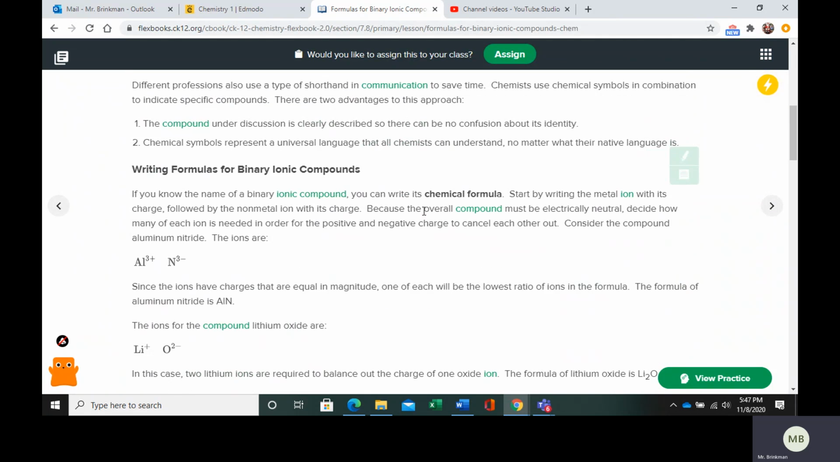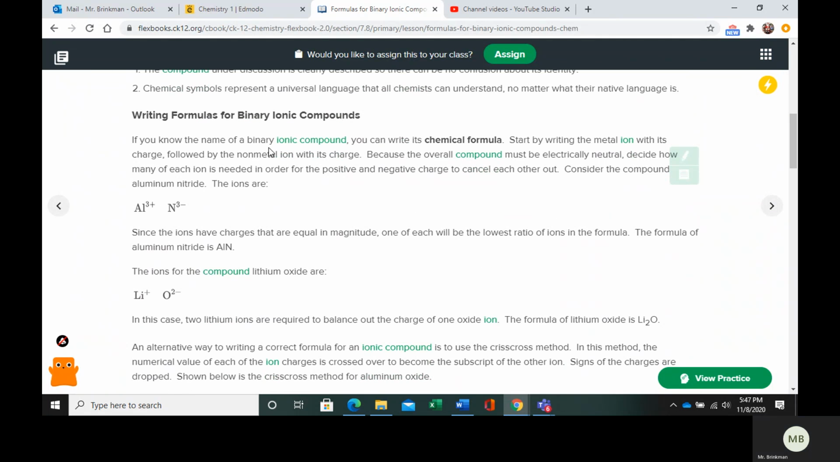If you know the name of a binary ionic compound, you can write its chemical formula. So to review, the name is going to be just the name of the metal, and then the prefix of the nonmetal and the suffix "ide."